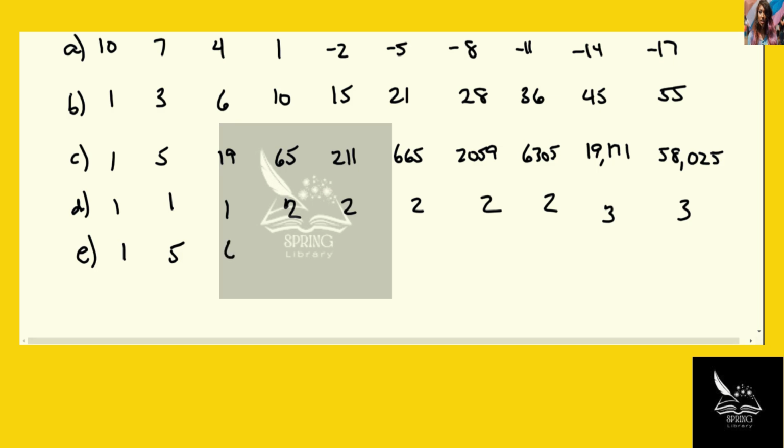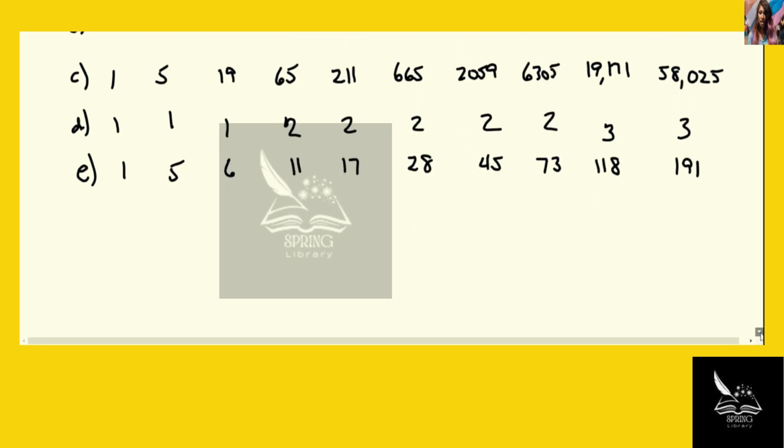1 plus 5 is 6. 5 plus 6 is 11. 6 plus 11 is 17. 11 plus 17 is 28. Then we get 45, 73, 118, and 191. Okay, just give ourselves a little more space here.